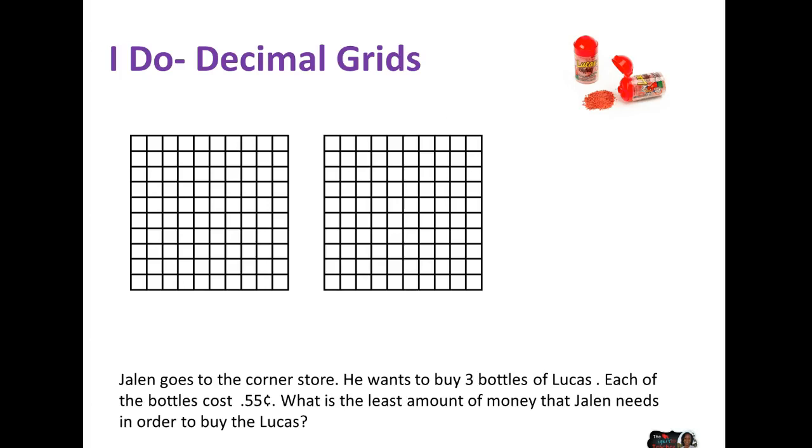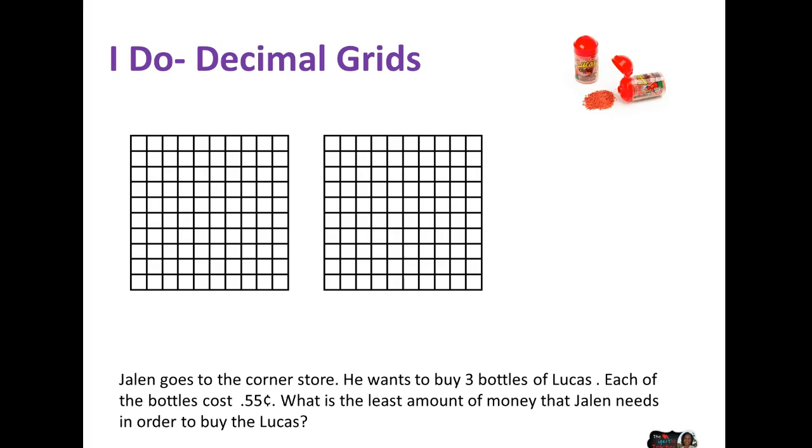Here's our I do. Jalen goes to the corner store. He wants to buy 3 bottles of Lucas. Each of the bottles costs 55 cents. What is the least amount of money that Jalen needs in order to buy the Lucas?